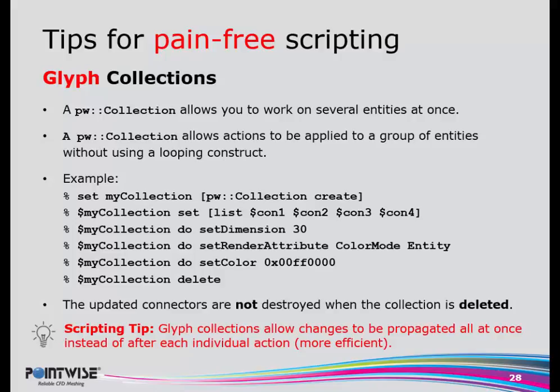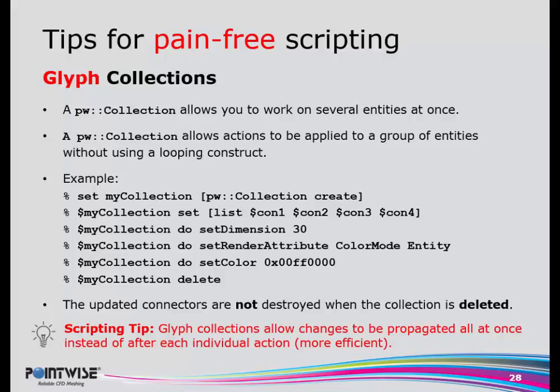And the way it works is you create a collection. So you can see we're using the pw::Collection create command to create a collection. We're giving it a list using the set command. And then we're telling it for every entity in that list, set the dimension. Okay? So in our example, now what happens is we have 4 connectors.